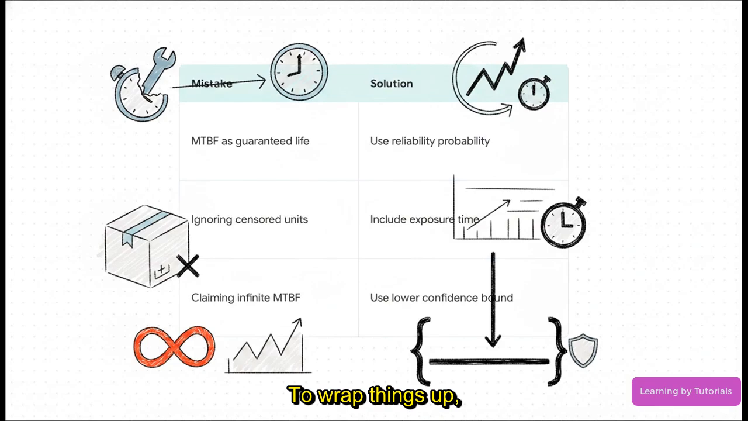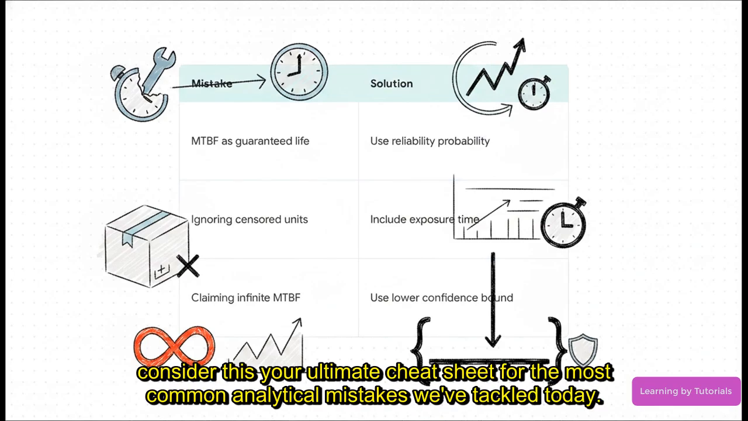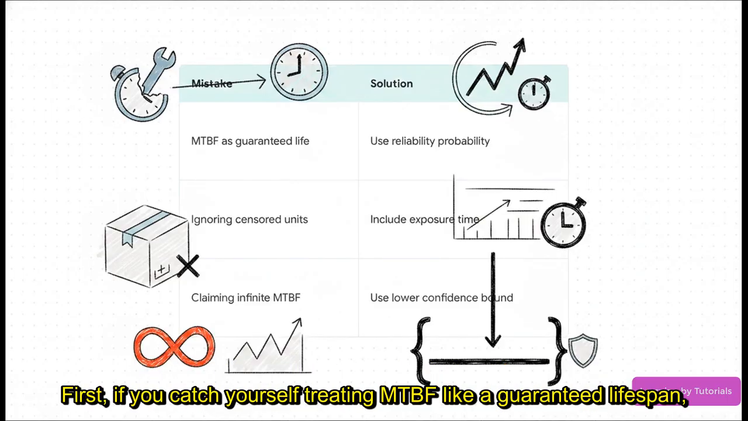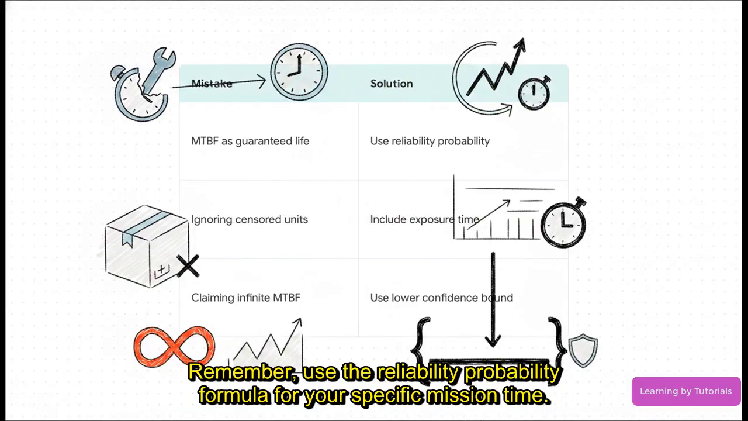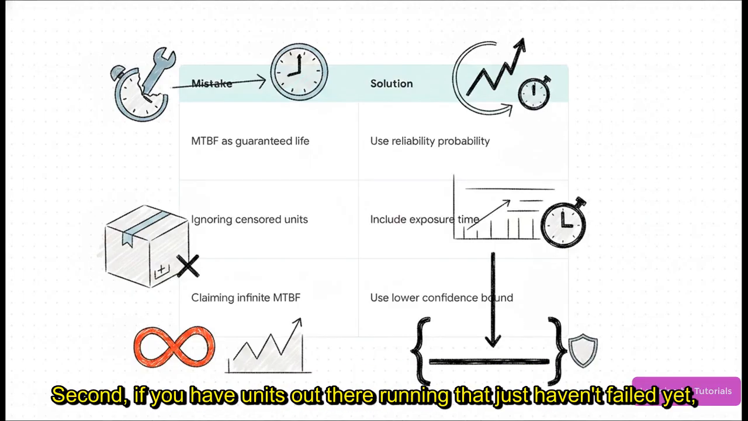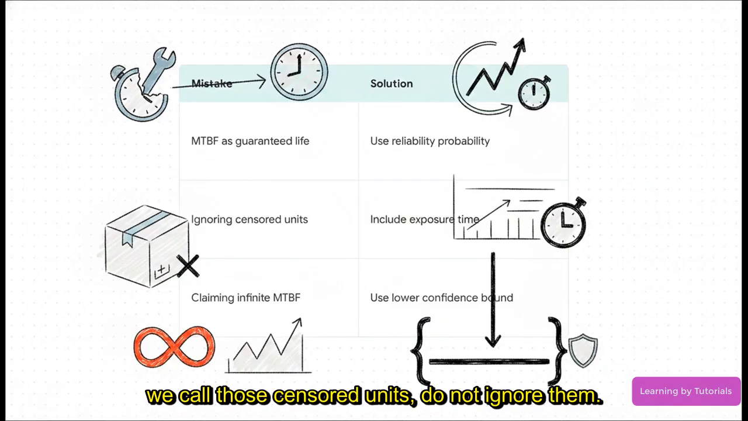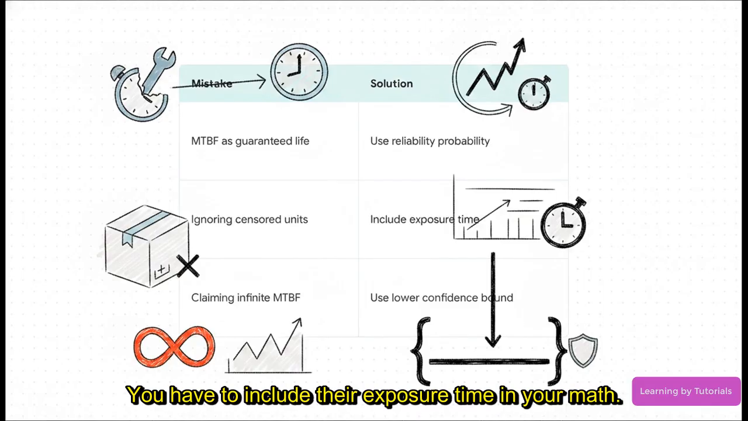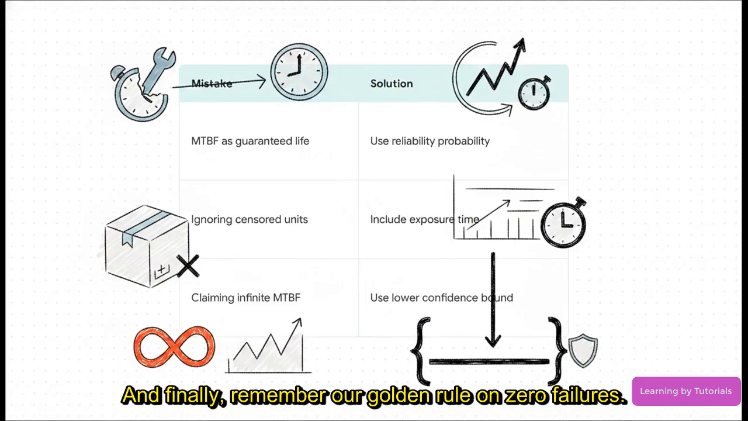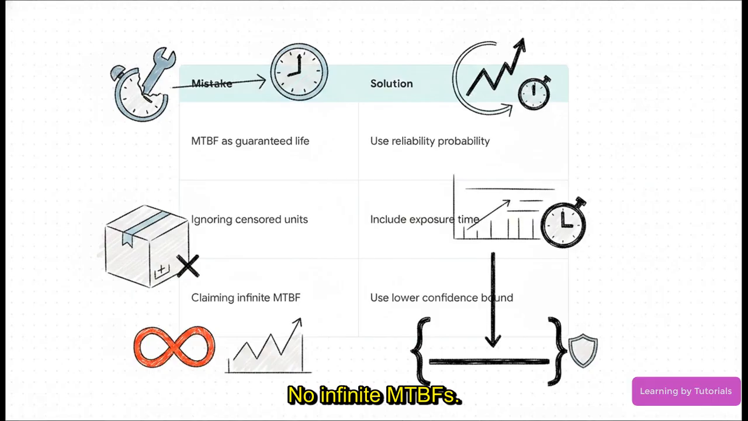To wrap things up, consider this your ultimate cheat sheet for the most common analytical mistakes we've tackled today. First, if you catch yourself treating MTBF like a guaranteed lifespan, stop. Remember, use the reliability probability formula for your specific mission time. Second, if you have units out there running that just haven't failed yet, we call those censored units. Do not ignore them. You have to include their exposure time in your math. And finally, remember our golden rule on zero failures. No infinite MTBFs. Always use a lower confidence bound.